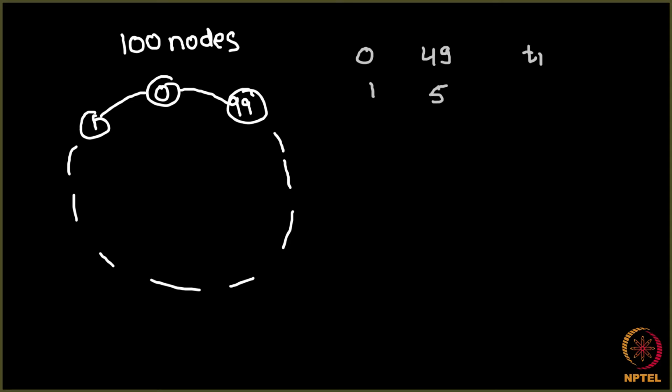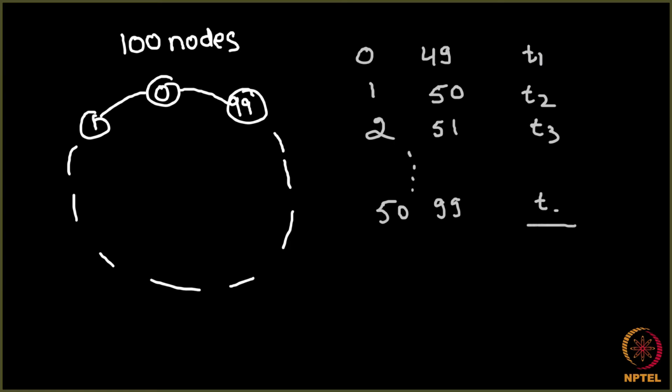Then for 1, 50, what is the time taken? For 2, 51, what is the time taken? So on and so forth till 50, 99, what is the time taken? Now what we'll do next is we'll take the average across all these times. That will give us, if we take two diametrically opposite points on this network, on an average what is the time taken by the myopic search. So we calculate the average here.